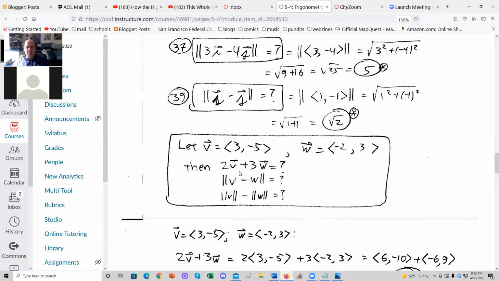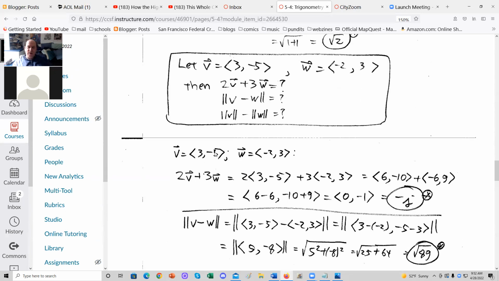All right, starting with 2v plus 3w. So okay, here's v, here's w. 2v plus 3w is 2 times v, 3 by -5, plus 3 times w, -2 by 3. Okay, multiply 2 times 3 and 2 times -5 is 6 by -10. 3 times -2 and 3 times 3 is -6 by 9. Add them by adding components. 6 plus -6 is 0. -10 plus 9.